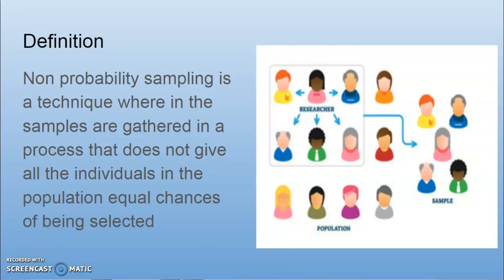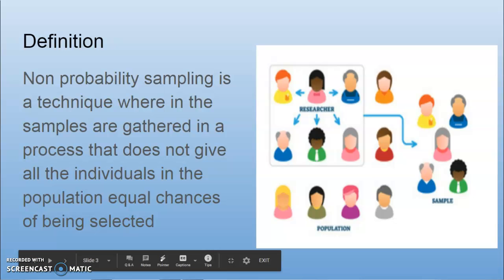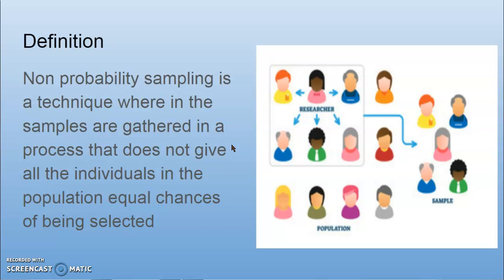Definition of non-probability sampling. It is a technique wherein the samples are gathered in a process that does not give all individuals in the population equal chances of being selected. So it means in the whole population, very few people participate in this research and the rest of them are not given any chance for participating. For example, in this picture, you can see the researcher has taken samples around him, but he left the other people in the population. So this is non-probability sampling method.